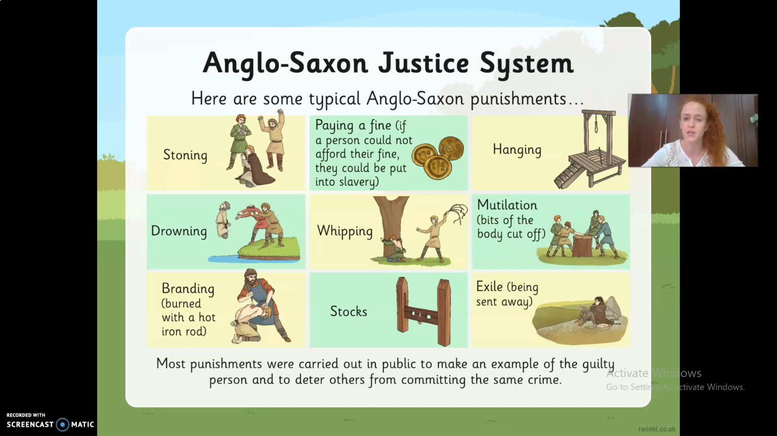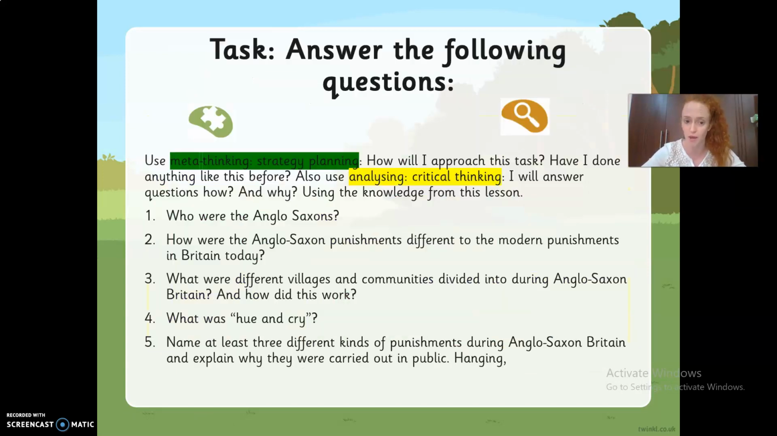Paying a fine. If a person could not afford their fine, they could be put into slavery. Then we had whipping. Then we had stocks. If you remember, we had something similar called pillory in Roman Britain. Hanging, mutilation, so any part of your body could have been cut off, or exile, being sent away. Most punishments were carried out in public to make an example of the guilty person and to deter others from committing the same crime.